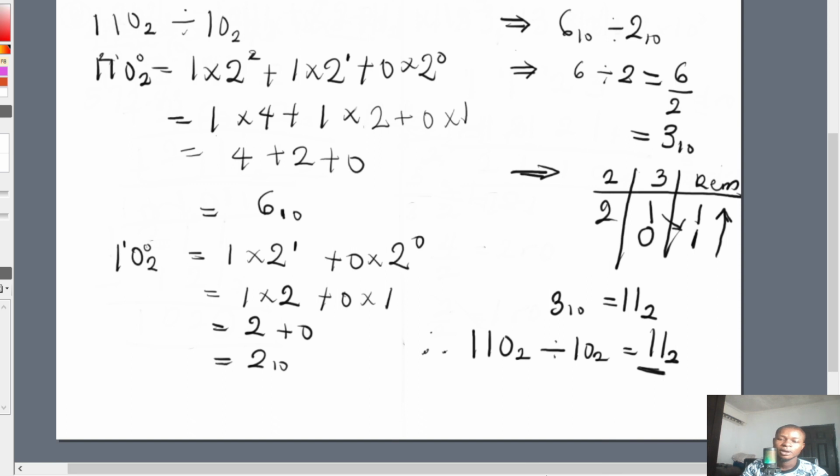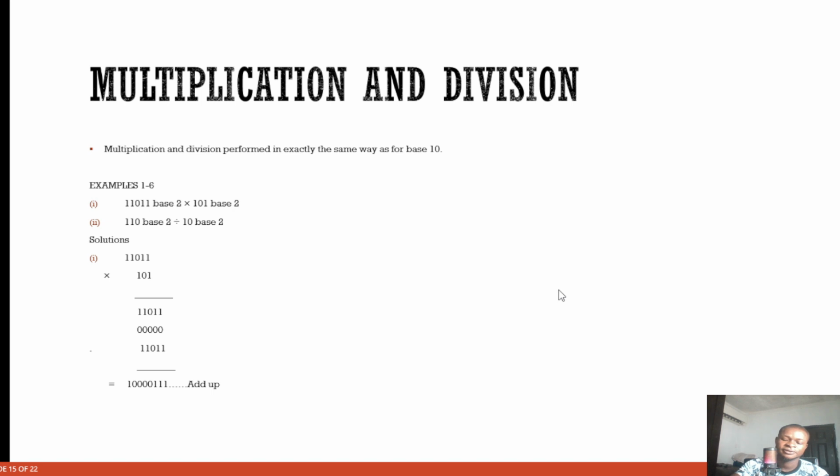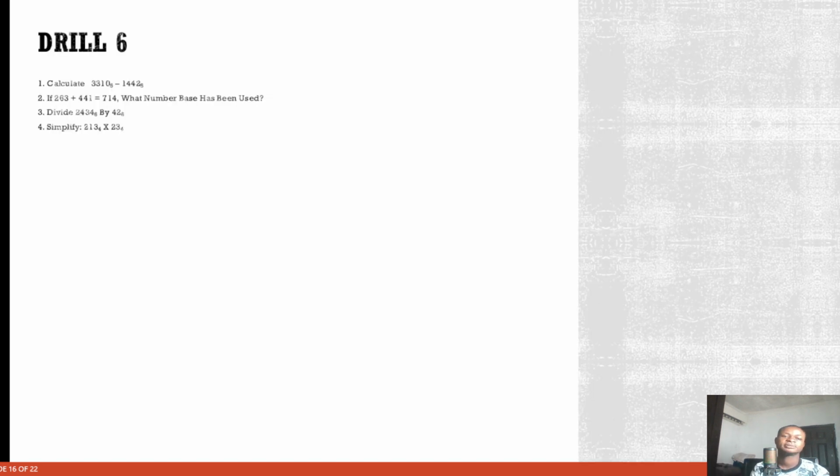So on this part we can actually try some things by ourselves. This is the question, drill 6. You can take the first one by subtracting 3310 base 5 from 1442 base 5. So the second question: if 263 plus 441 equals 714, what is the number base being used?